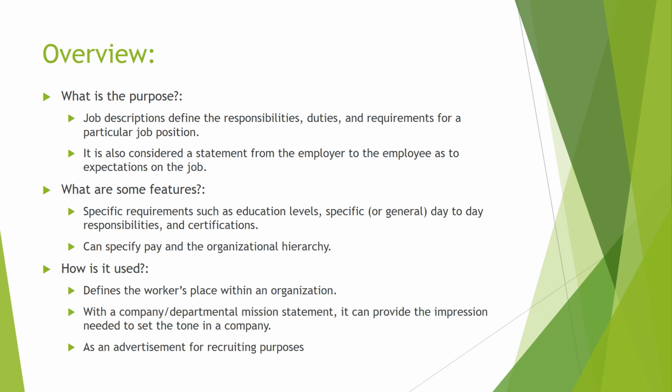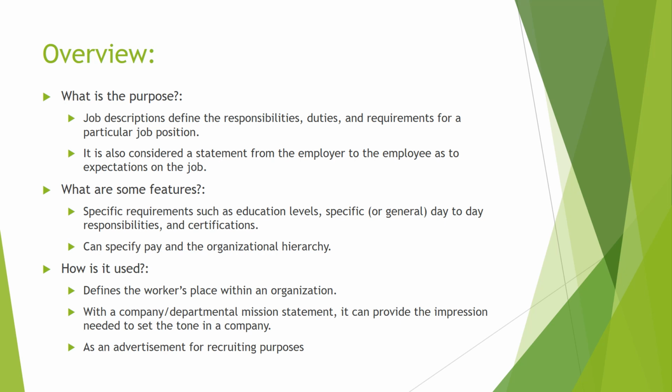Some features of a job description. They can contain specific requirements, such as education levels, specific or even general day-to-day responsibilities, and even certifications that are required or need to be maintained. They can also specify what the pay is, maybe the organizational hierarchy, where you sit within the organization, who you report to, etc.